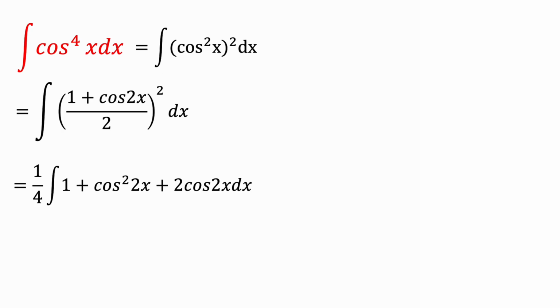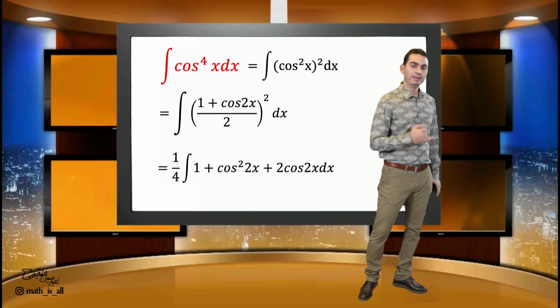Then twice the first times the second. The first term is fine. I'm also okay with twice the product of the first and second because I have no problem with 2 times cosine of 2x. But again, an even power of cosine has appeared. You see, once again, we've reached cosine squared of 2x.